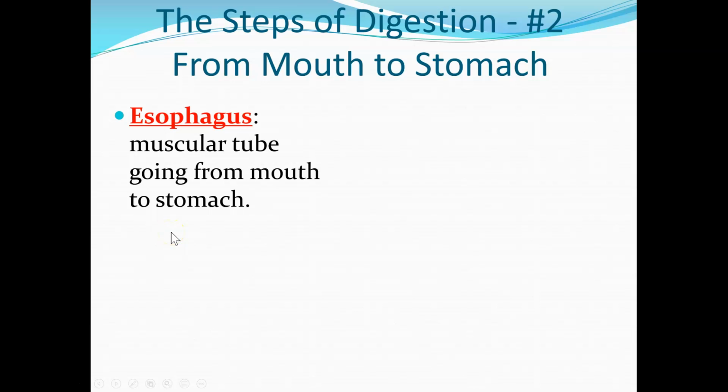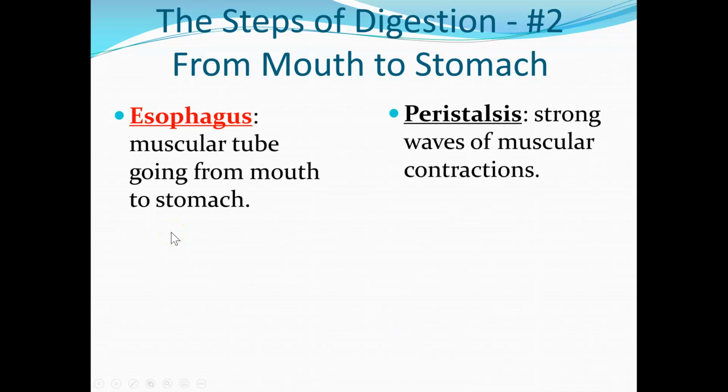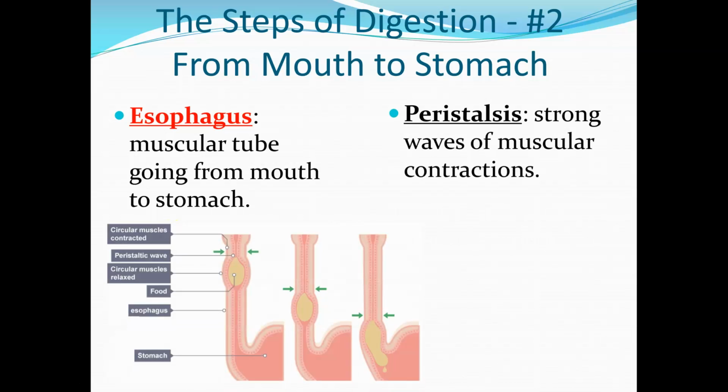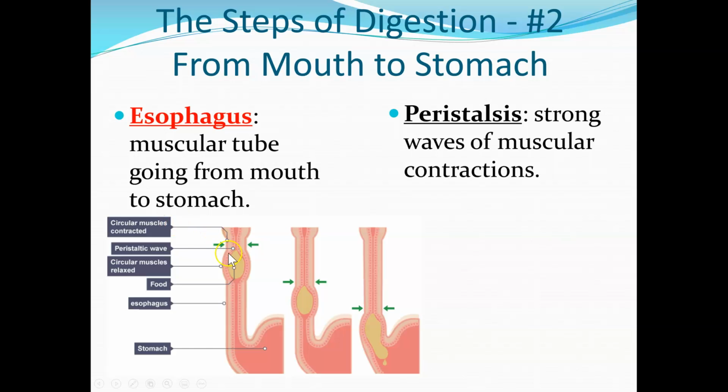Steps of digestion number 2, from mouth to stomach. So the esophagus is that muscular tube that connects your mouth to your stomach. And what happens along the esophagus as the bolus moves down into the stomach is what is known as peristalsis. And basically, it's a wave of muscular contractions.